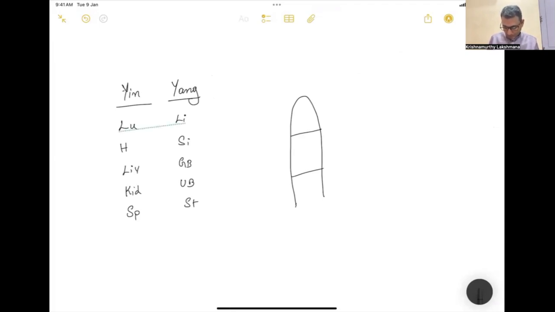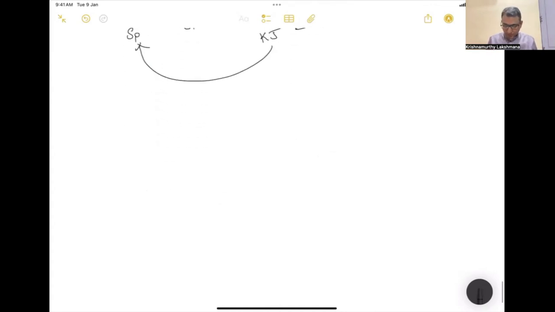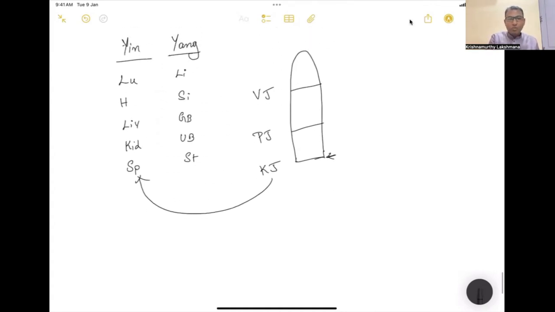So this is the Kapha joint, this is the Pitta joint, and this is the Vata joint. Now my question is, what do I allocate to the Kapha joint? I saw Kapha is more related to yin. So I will allocate the yin organs to the Kapha joint, for finger number 0. So all of these, lungs, heart, liver, kidney, and spleen, I will allocate.